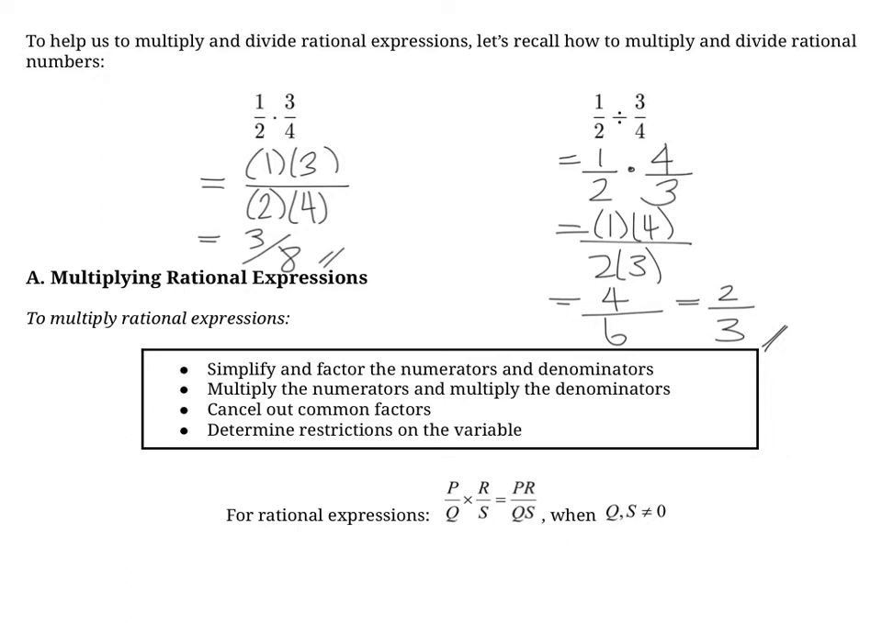So some quick tips for multiplying. We're going to start with multiplying because it's a little bit easier. We don't have that extra step of flipping the second fraction. So here are my suggested steps. The first suggestion is to simplify and factor first before you multiply. So simplify and factor the numerators and the denominators. And then you're going to multiply the numerator and then multiply the denominator like we did here. Cancel out common factors like we've been practicing and determine any restrictions on the variable.